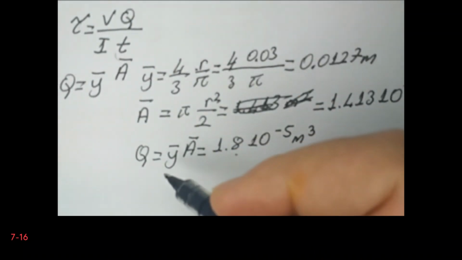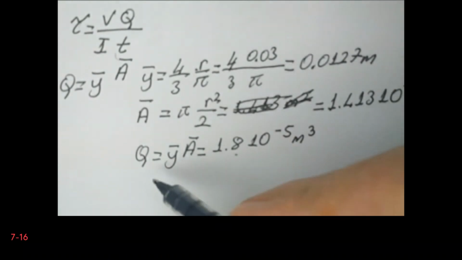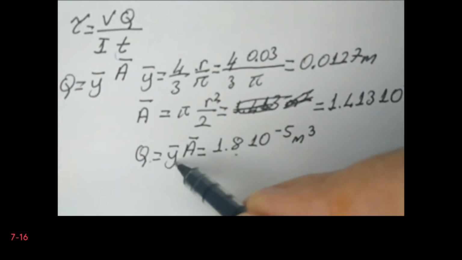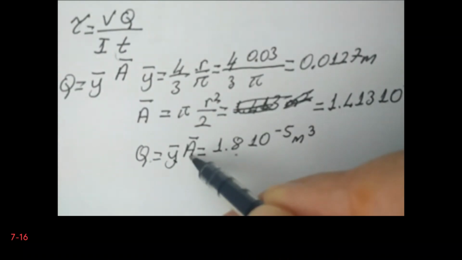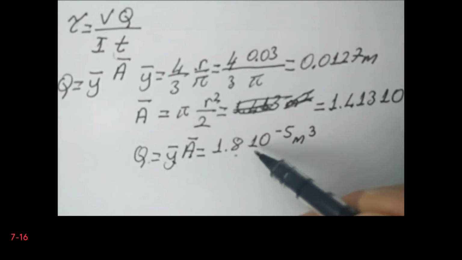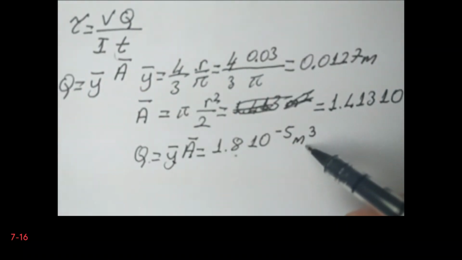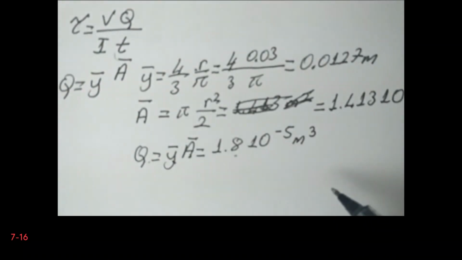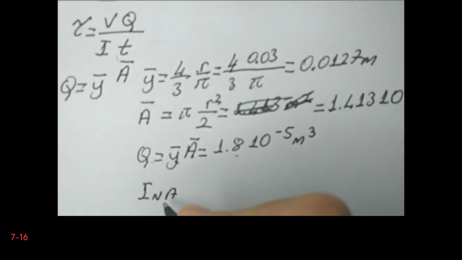And then you can easily calculate the first moment of the area. It is the centroid of the area multiplied by the area itself. So this is 1.8 × 10^-5 meter cubed. Now we need to calculate the moment of inertia with respect to the neutral axis.